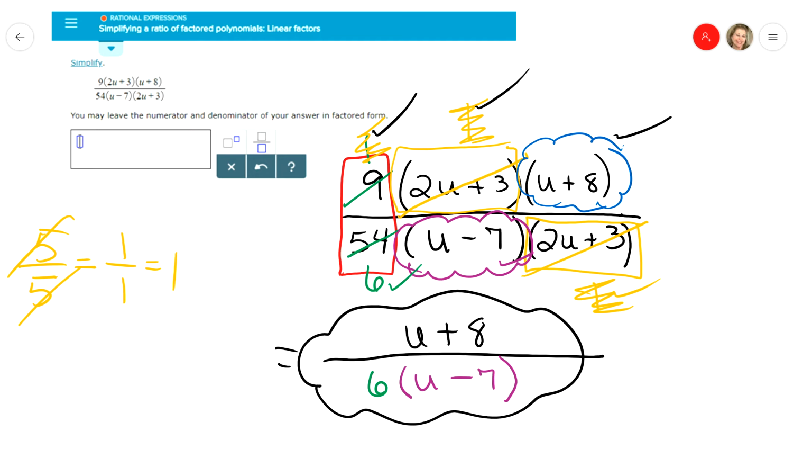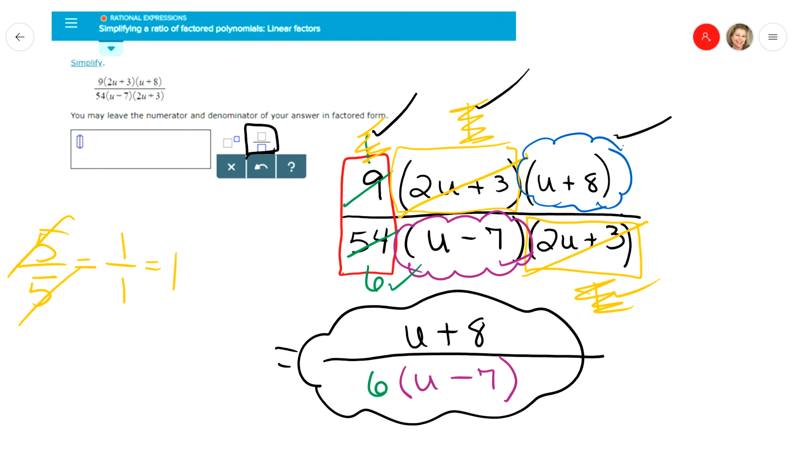So that's my answer. It's still ugly, but it's not as ugly as what I started with. But I have reduced it. I have reduced the fraction without actually knowing what u is, what u equals. So click on this little guy and type in u plus 8 in the numerator and 6 times a u minus 7 in the denominator.